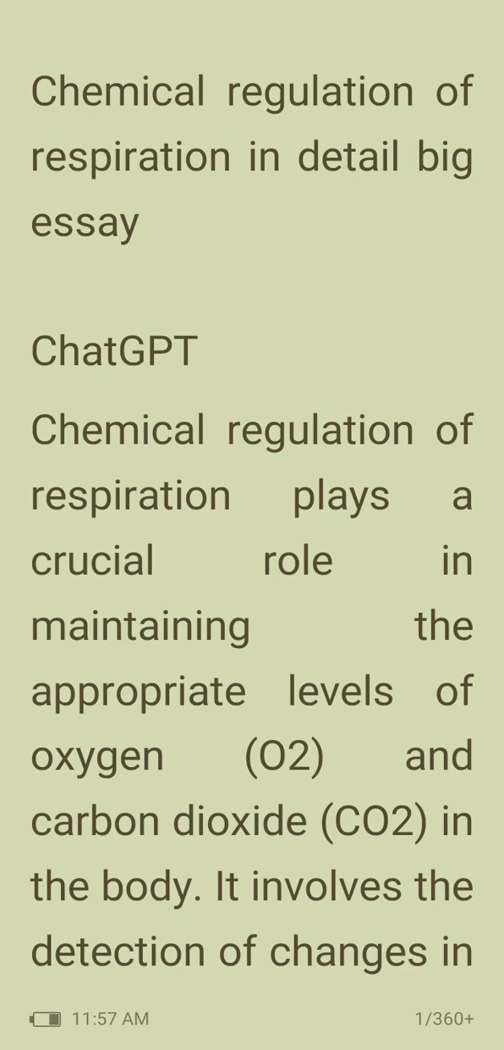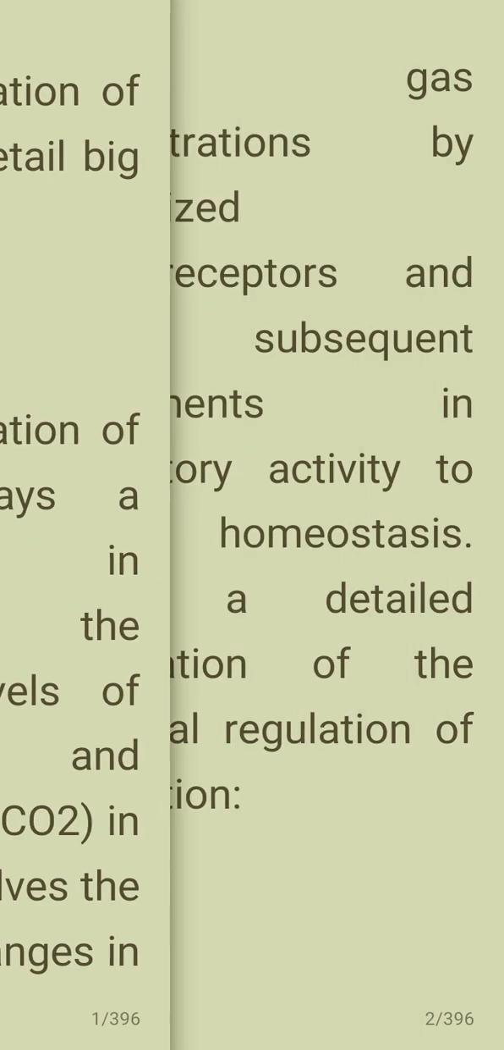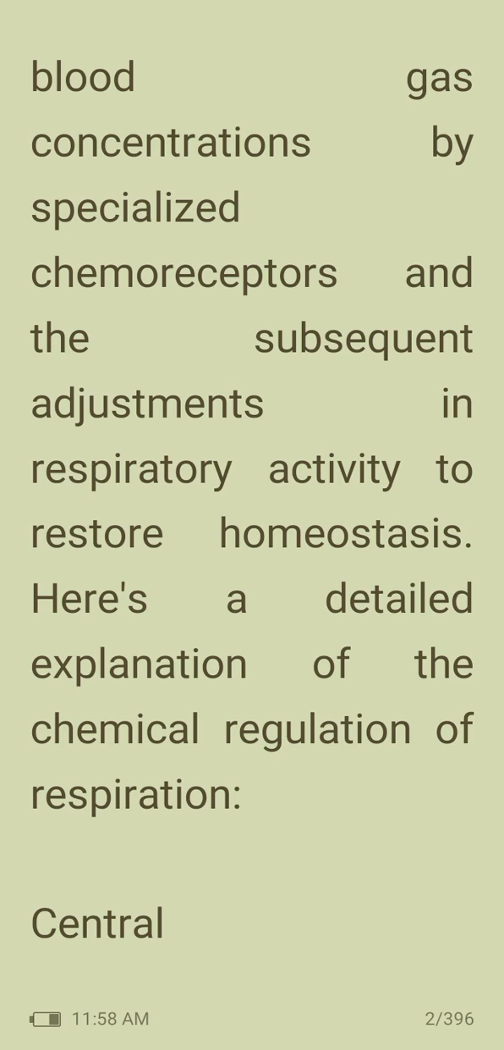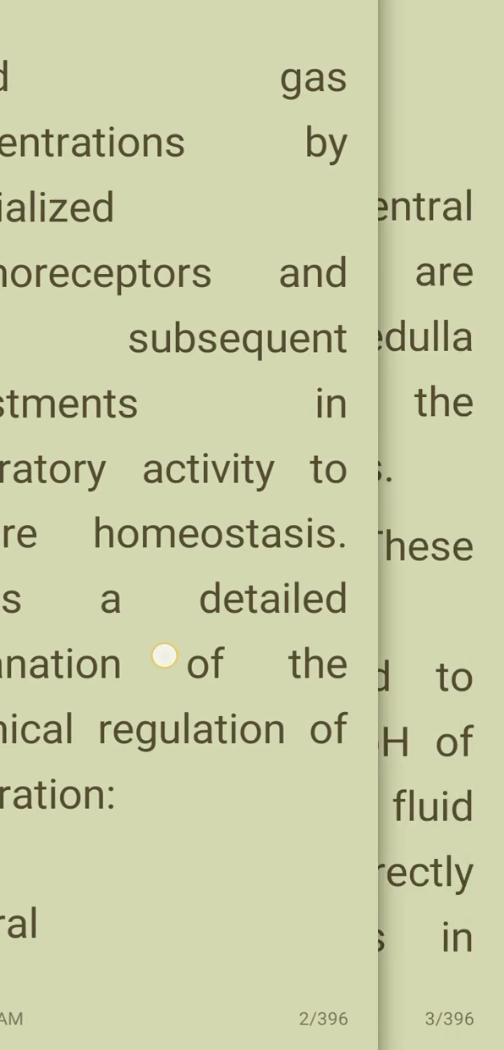Let's continue learning about the respiratory system. So, chemical regulation of respiration in detail. Chemical regulation of respiration plays a crucial role in maintaining the appropriate levels of oxygen and carbon dioxide in the body. It involves the detection of changes in blood gas concentrations by specialized chemoreceptors and the subsequent adjustments in respiratory activity to restore homeostasis. Here is a detailed explanation of the chemical regulation of respiration.